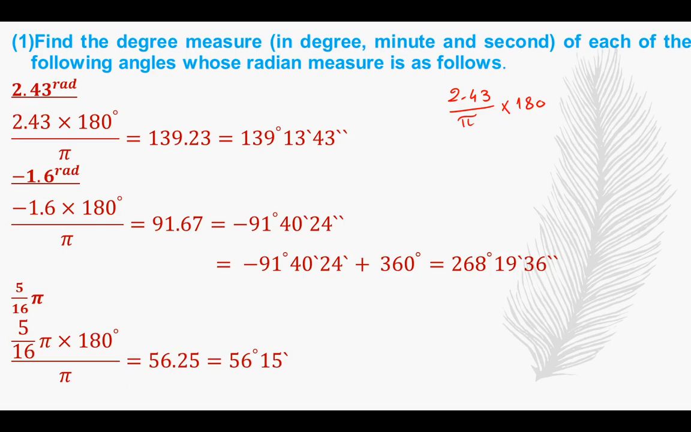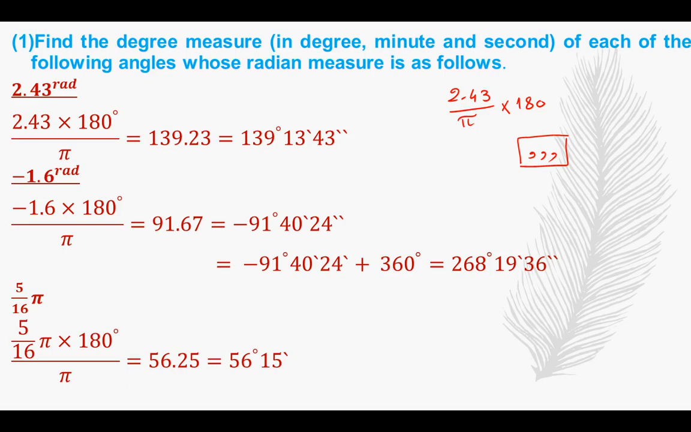2.43 over pi multiplied by 180, or we can write it as 2.43 times 180 over pi. The result will be 139.23, and you can write it in degrees, minutes and seconds. This equals 139 degrees 13 minutes and 43 seconds by using this button on your calculator. Okay. Negative 1.6 radian.